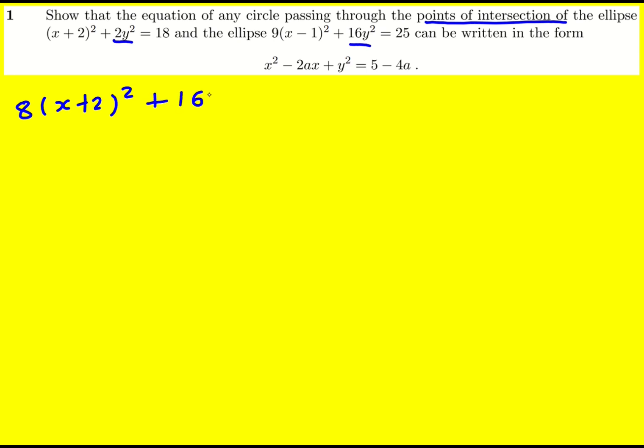Sorry, 16y squared the subject. 18 times 8, well, we can double 18 to give 36, double it again to give 72, double again 144. Can never remember, I should try and remember that one. 18 times 8, same as 12 times 12. And we'll just write the other equation alongside. So now let's subtract them.